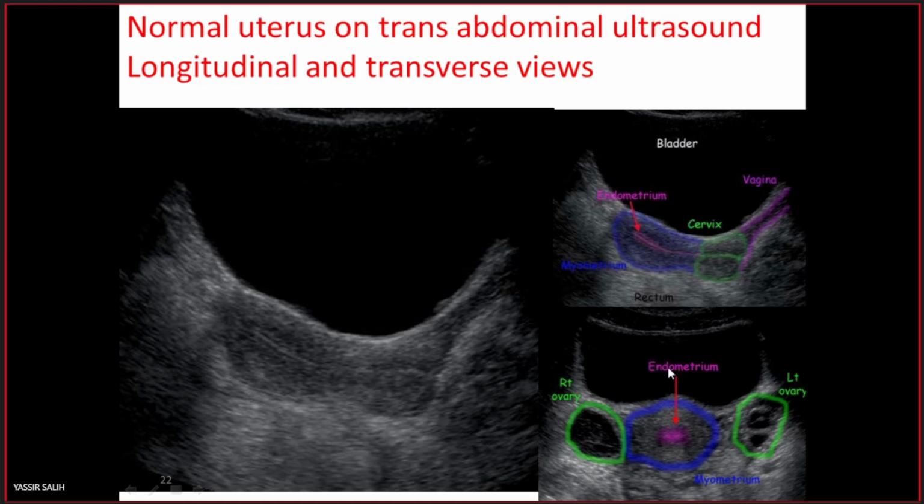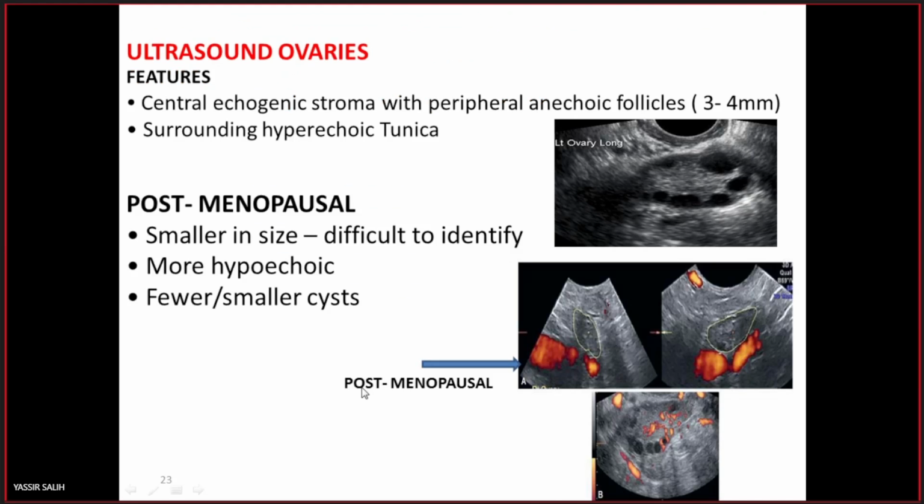This is the axial or cross section. لاحظ إنه also the urinary bladder is full of urine. This is the uterus. Lateral to the uterus there are two ovaries, right ovary and left ovary, and this is the uterus, and this is the endometrium. This is axial, like this is longitudinal or sagittal.